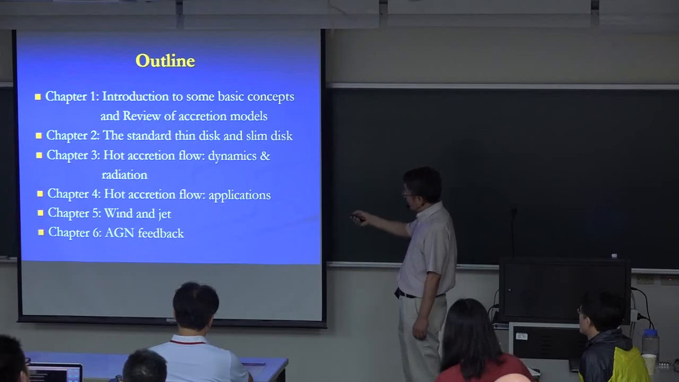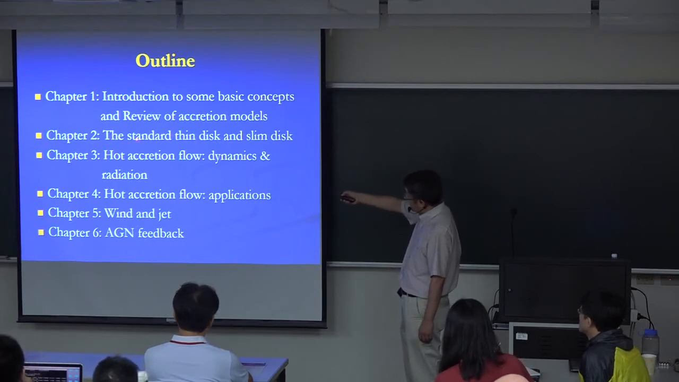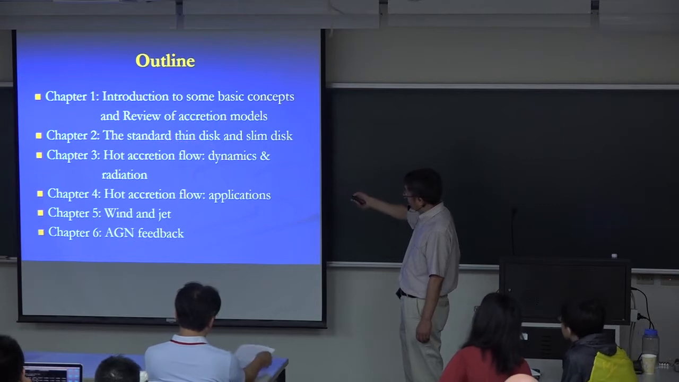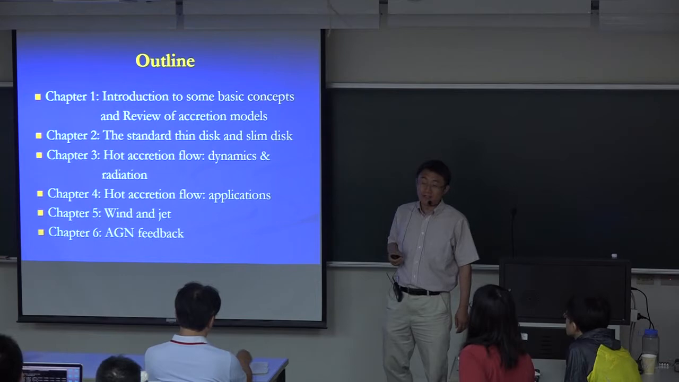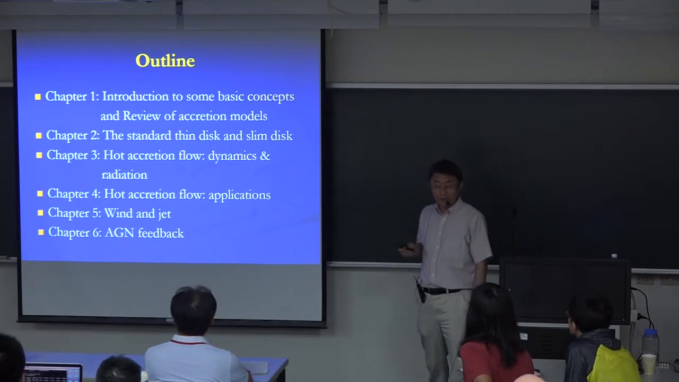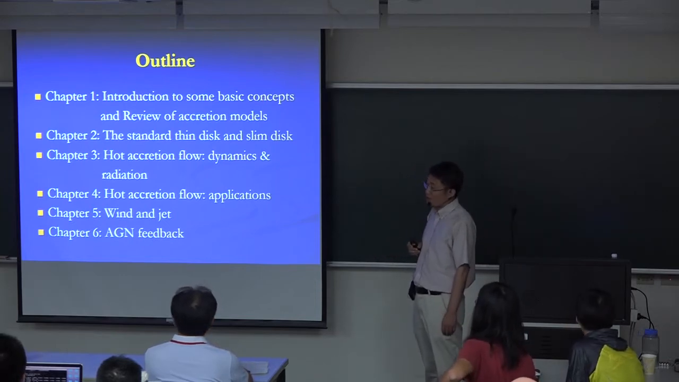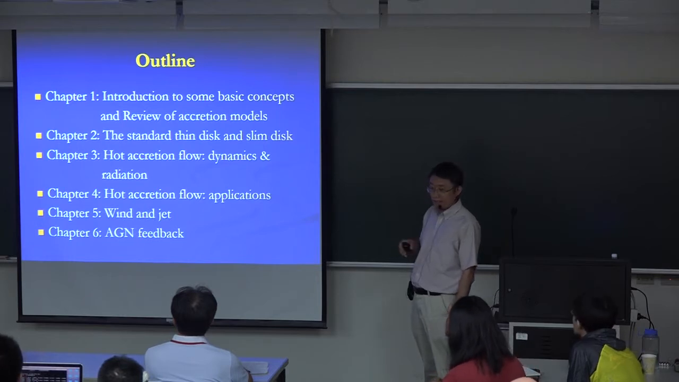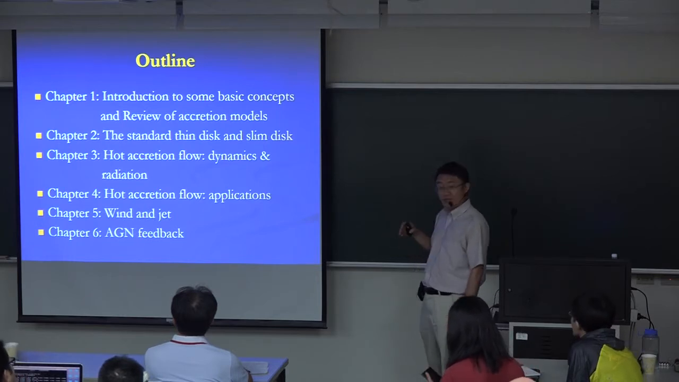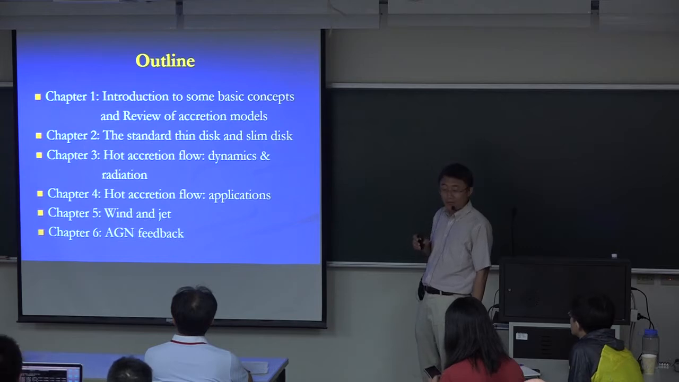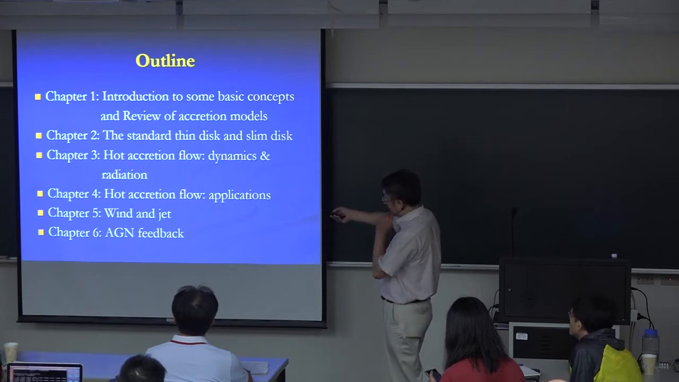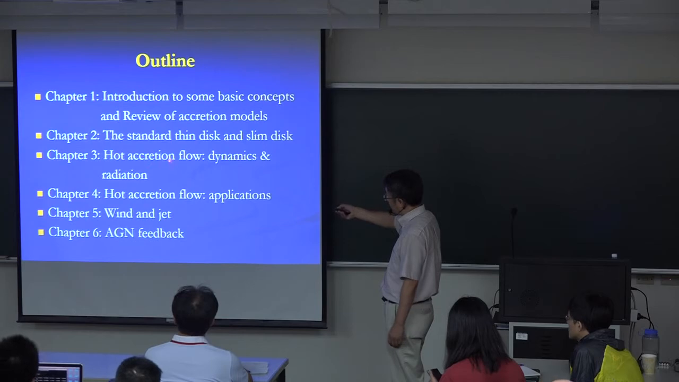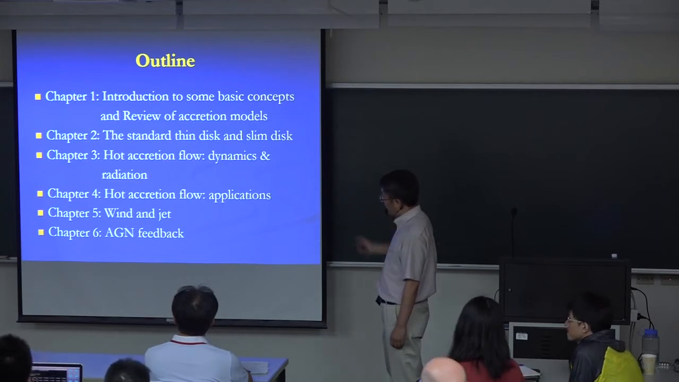Then from chapter 2, I will introduce the standard thin disk model and the slim disk model. I put these 2 models into one chapter because both of them belong to the so-called cold accretion flow model. By cold, I will explain later. The temperature of the accretion flow is relatively not so high, typically say 10^6 Kelvin. Then from chapter 3, I will focus on the discussion of the hot accretion flow, including dynamics and radiation.